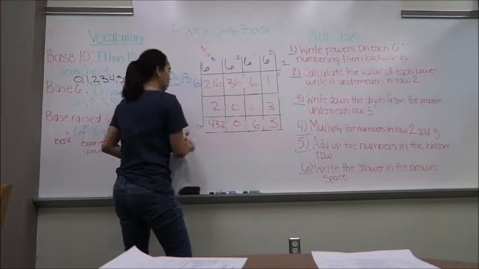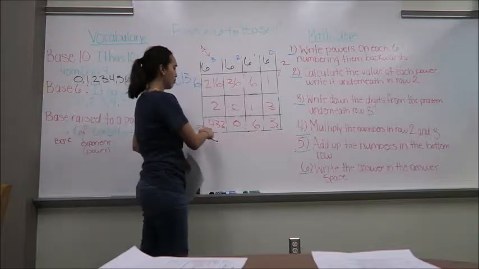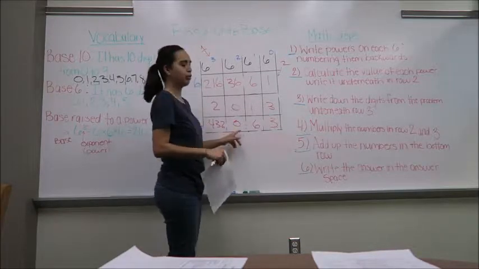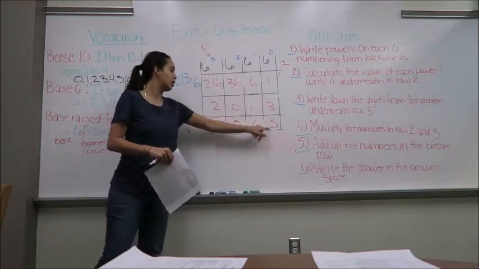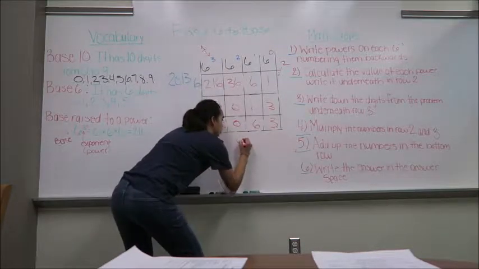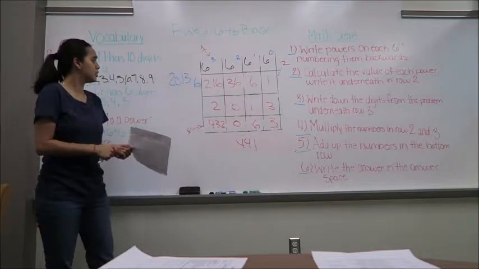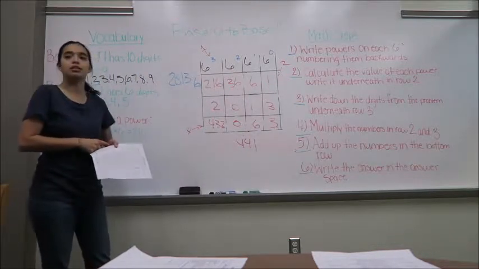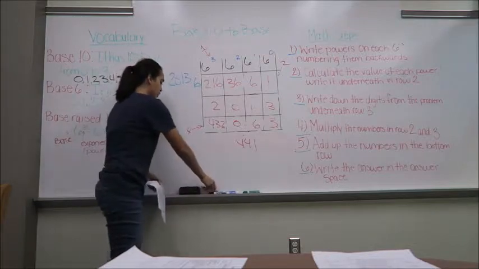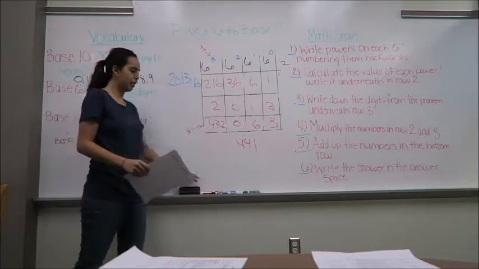432. Step 5. Remember, add the numbers. So 432 plus 0 plus 6 plus 3. Anybody know? 441. So 2,013 base 6 equals 441. I'm going to go over one more problem with you. Does anybody have any questions?